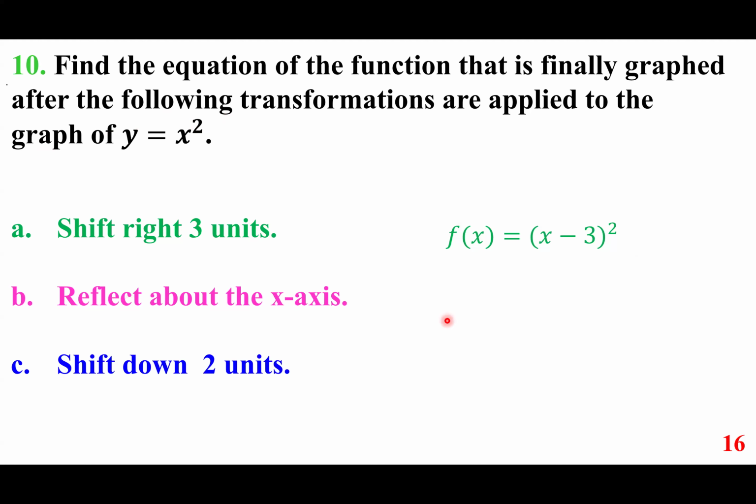Reflect about the x-axis, put a negative sign in front of the y coordinate in essence. Remember, to negate f of x, you put a negative sign. Now, this is gone, this is the one that is left, and this applies to this. Shift down 2 units. That means this function, bring it down by 2 units. So add a -2. So the final answer, f of x is minus (x minus 3) squared minus 2. This is the final answer, everybody.